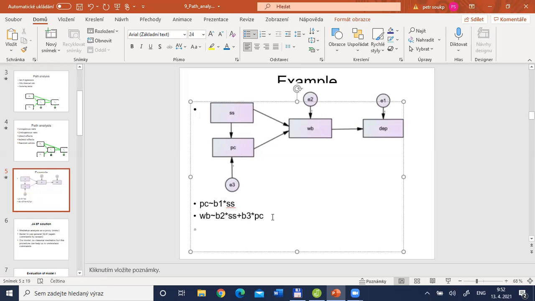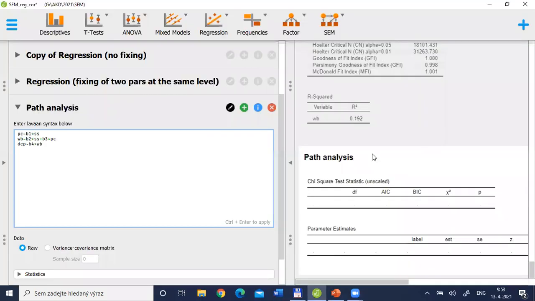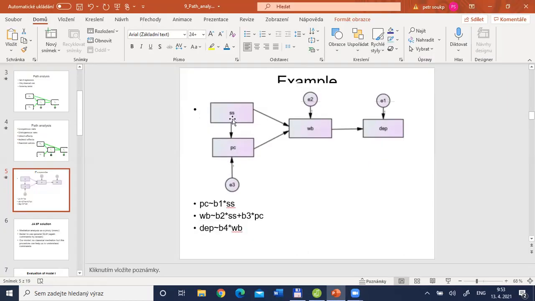Okay, and what would be the next one, the last one? Not depression, well-being. Depression would be dependent. Depression regressed on well-being. And once again, I would assign some name to this coefficient, B4 maybe. Yeah. So depression tilde B4 multiplied by well-being. Okay, so here we have 1, 2, 3, 4 direct effects that are called B1, B2, B3, B4.